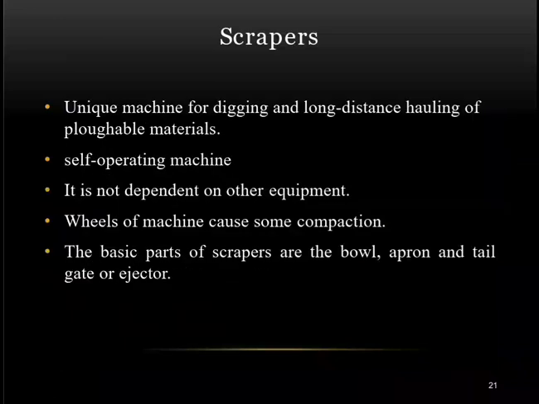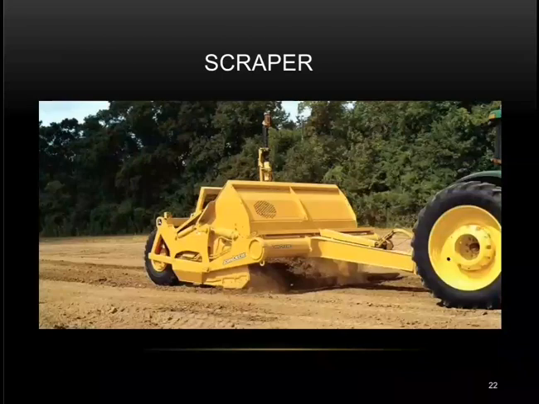Scrapers are a unique machine for digging and long distance hauling of loadable materials. It is a self-operating machine, not dependent on any other equipment. Wheels of the machine cause some compaction. The basic parts of a scraper are bowl, apron and tailgate or ejector. So here you can see it in the image.